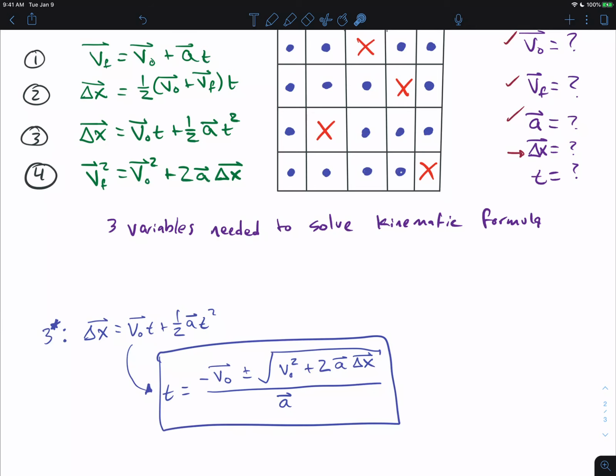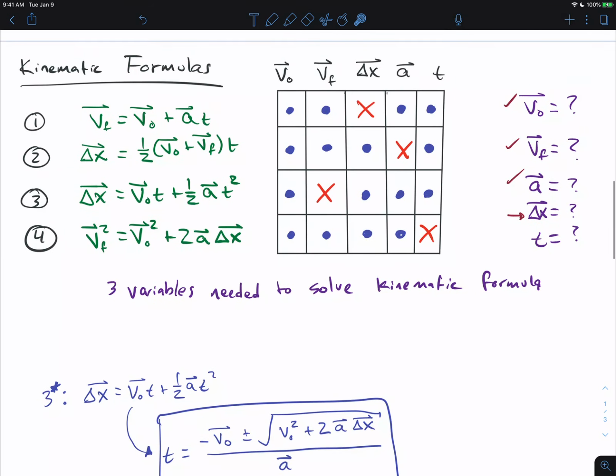Let's say in formula number 1, if I'm looking for time, I need time to be by itself on one side of the formula. That's easy. I'll subtract both sides by initial velocity to get that to the other side, divide by acceleration to get that by the other side, and it'll have time by itself. But this time and this time here makes this kind of tricky.